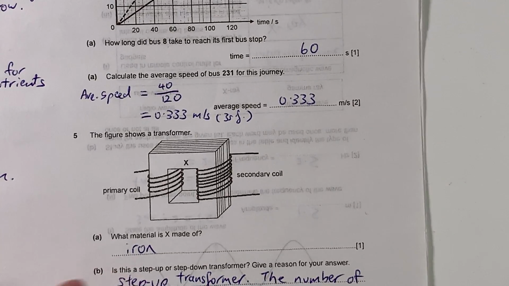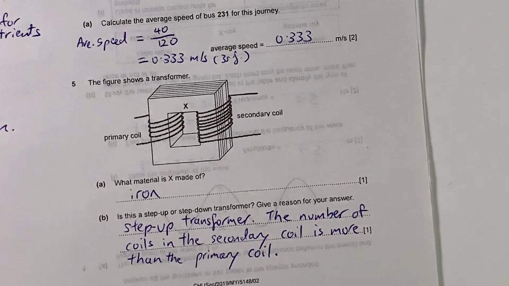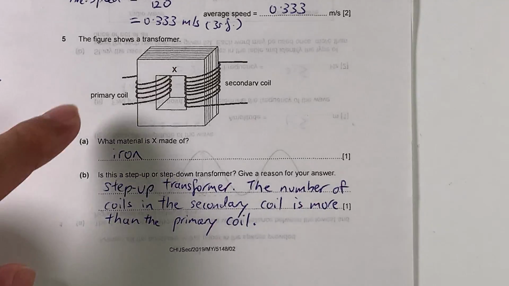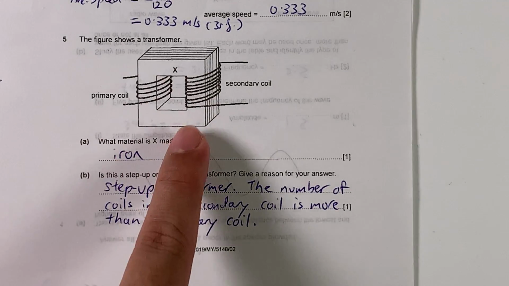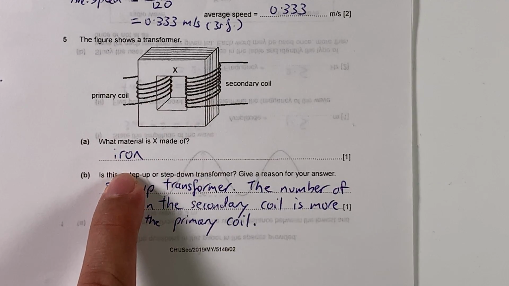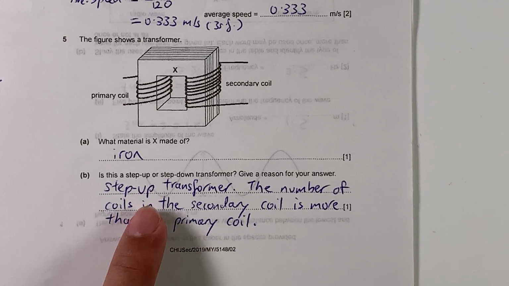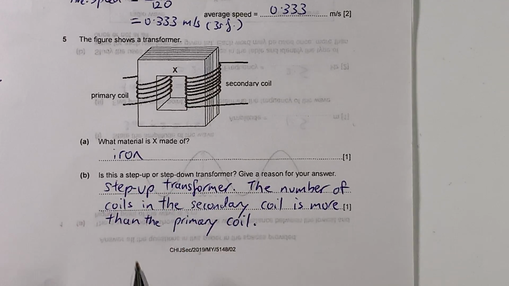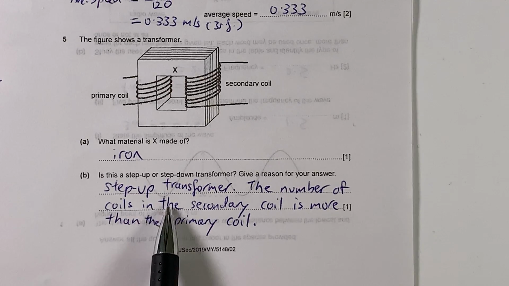Question 5. Okay, this is a transformer, like what we have mentioned countless times before. The core of the transformer is made of iron. Part B. Is this a step up or step down transformer? Give a reason for your answer. Basically this is a step up transformer.